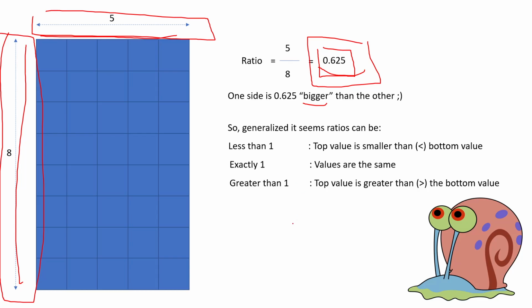So we can actually find 3 kinds of ratios. The values can be exactly the same, then the ratio will be 1. If the top value is smaller than the bottom value, the ratio will be less than 1. And if the top value is greater than the bottom value, the ratio will be greater than 1.